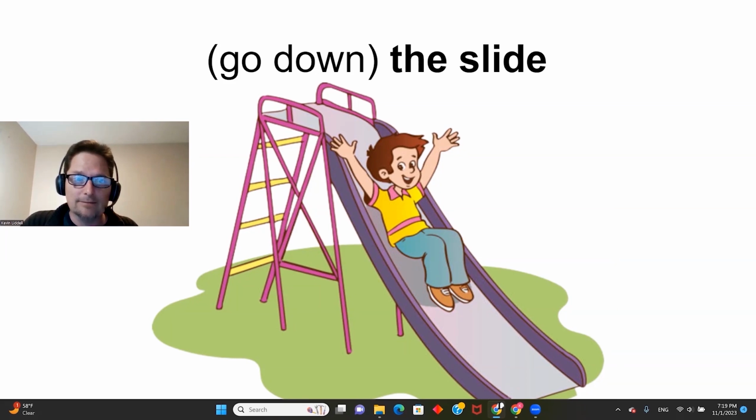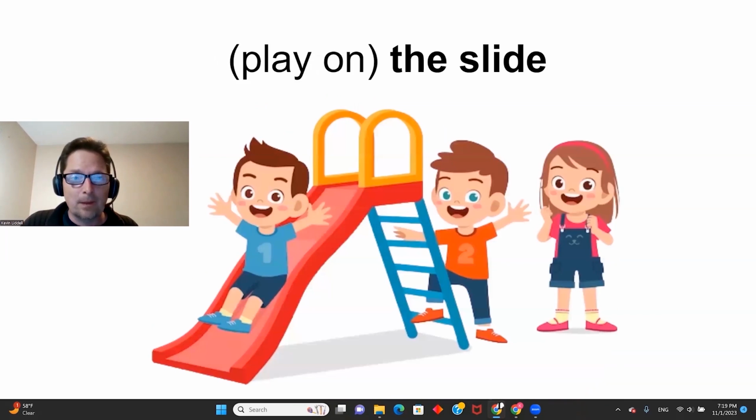It's called the slide. Let's practice. What is the boy doing? Is he going down the slide? That's right. He's going down the slide. Looks like fun. Or I can use play on. Play on the slide. These kids are playing on the slide. Use the continuous form. Playing. These kids are playing on the slide. Let's practice. What are these kids doing? That's right. They're playing on the slide.